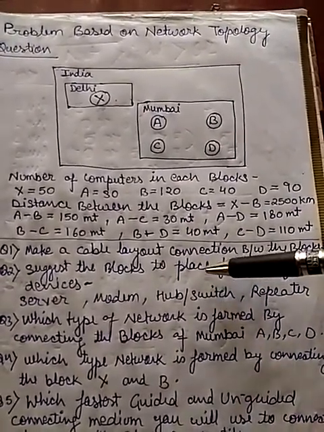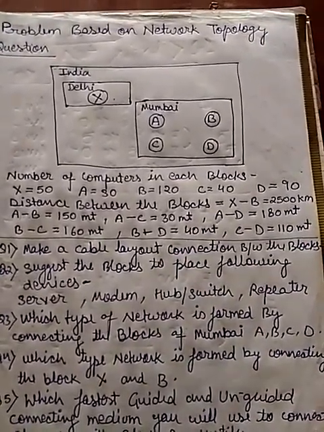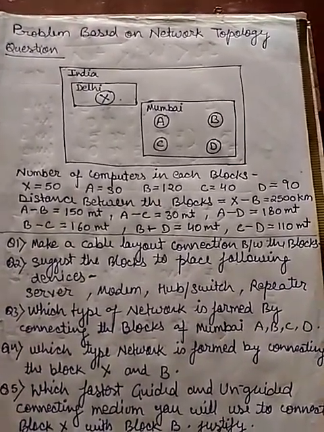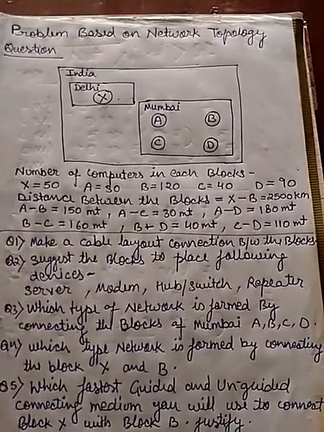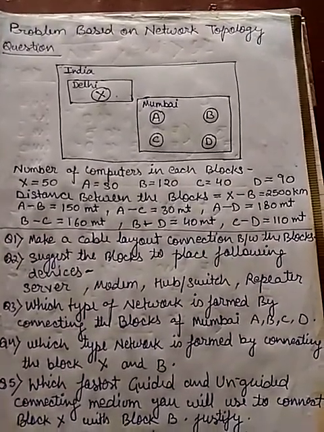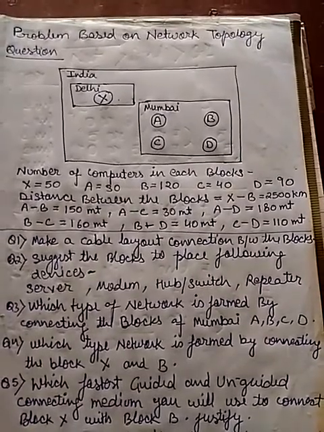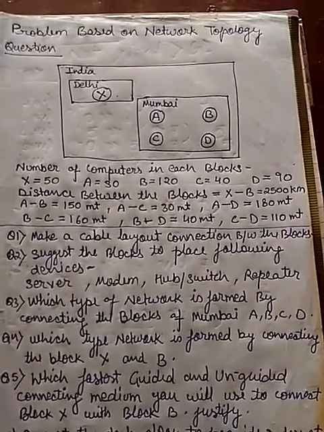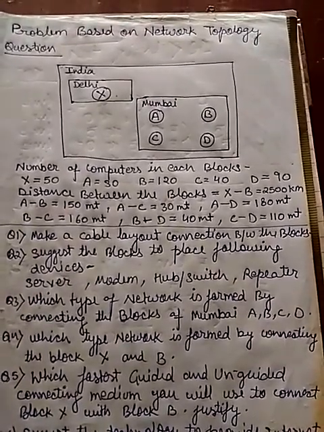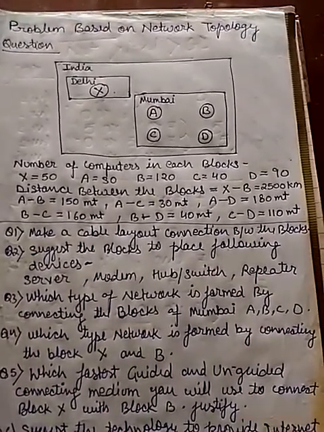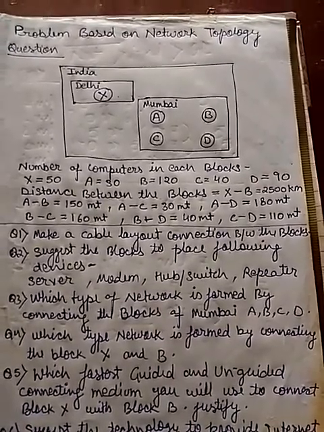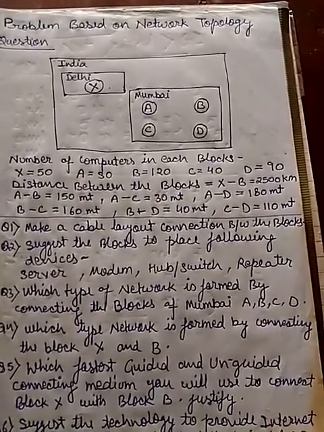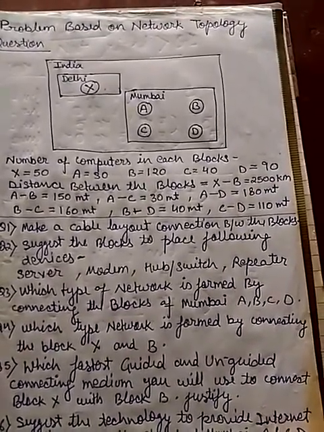Now the first part of this question: make a cable layout connection between the blocks. Sometimes it is asked to make a cable layout connection between the blocks with a specified topology. But if no topology is specified in the question, then you can make the cable layout connection by using star topology or bus topology. By default, use star topology to make the cable layout connection between the blocks. That will be more convenient and easy.